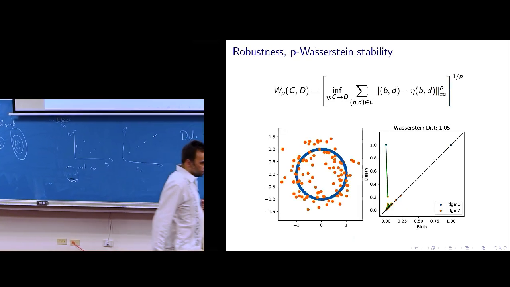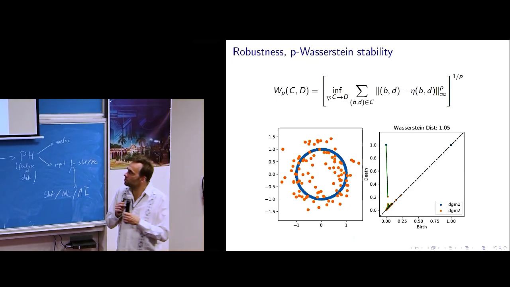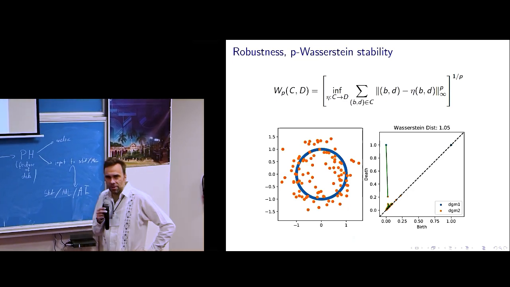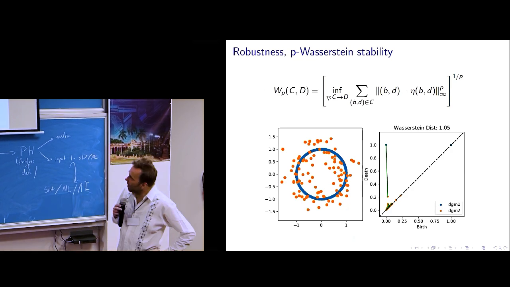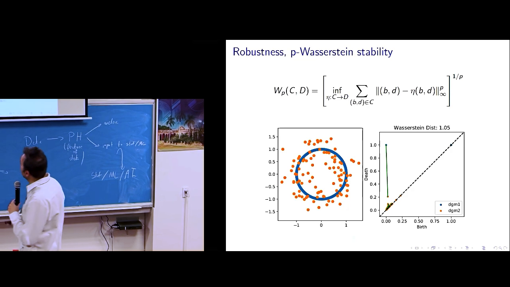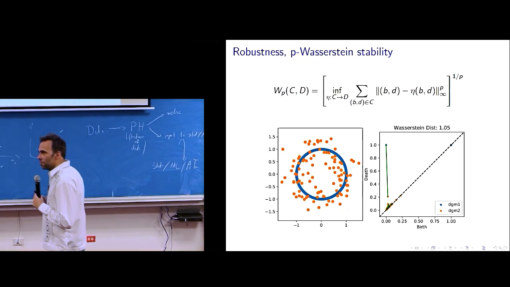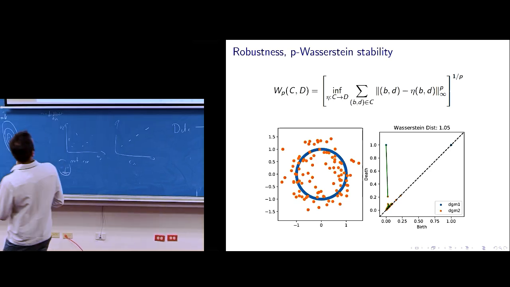Stability. Once again, it's something I'm proud of. There is a folk knowledge that Betti curves and Euler curves are not stable. They are stable. The proof is very easy. So there's a formula. I promised to show you the formula for the Wasserstein distance.